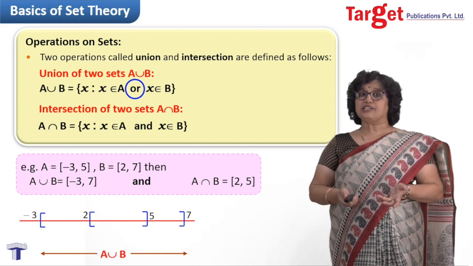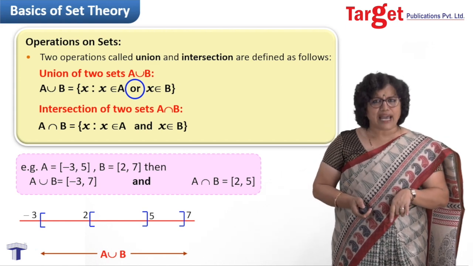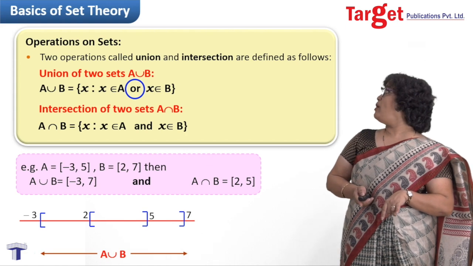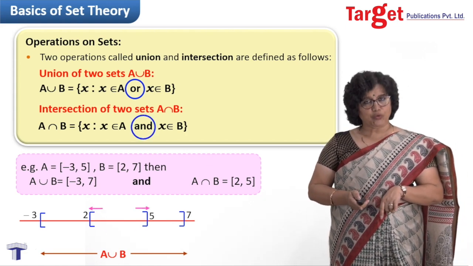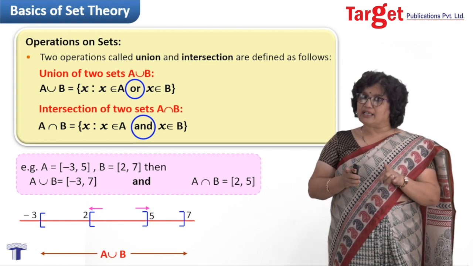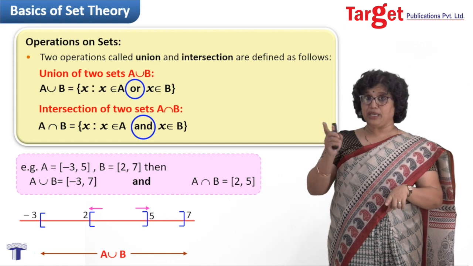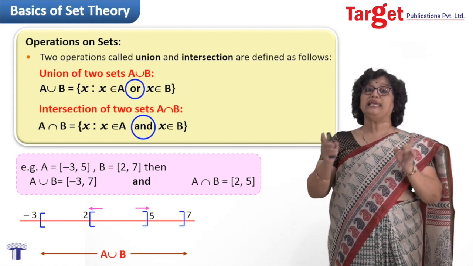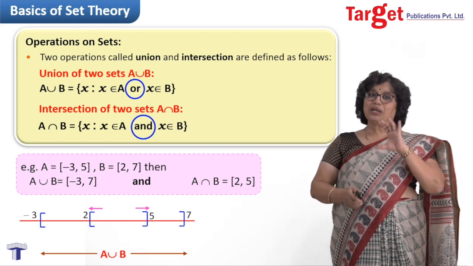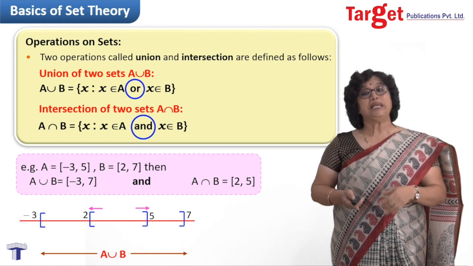Now for A intersection B, we want only the common ones, and from where to where will it lie? That would be from 2 to 5. So A intersection B is [2, 5]. So the common ones are written in A intersection B, and the extra ones which are in A but not in B, or which are in B but not in A, are to be included in A union B. Now once you understand these two terms clearly, our further sessions would be much easier.